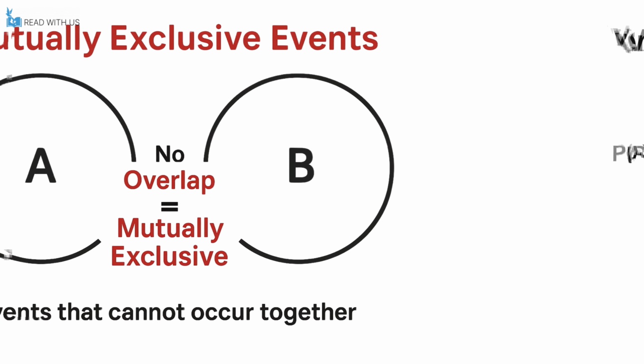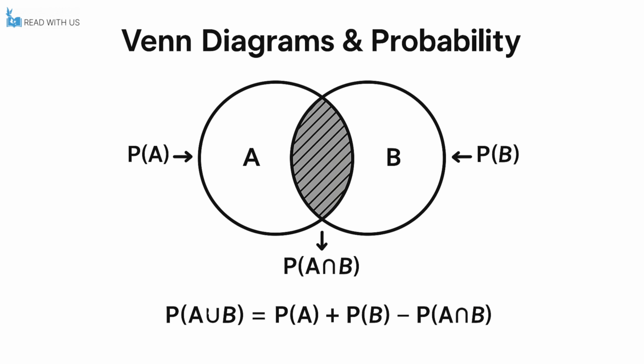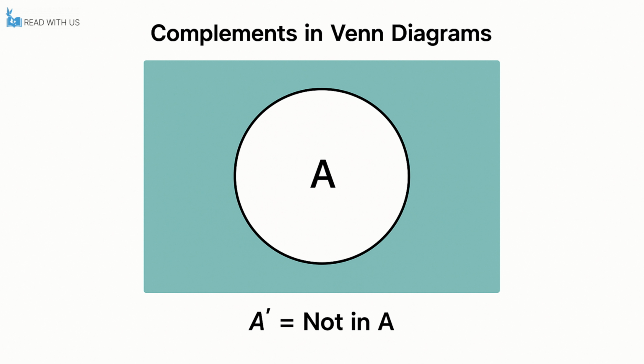Let's connect this to probability. If we have two events, A and B, P(A ∪ B) = P(A) + P(B) - P(A ∩ B). This formula uses the same logic as the Venn diagram. We add both probabilities, but subtract the overlap once. Venn diagrams also help visualize complements. The area outside all circles represents A', or not A.